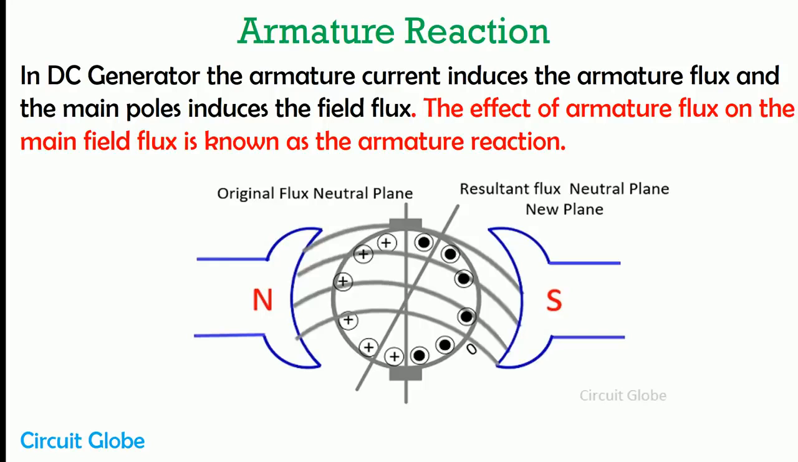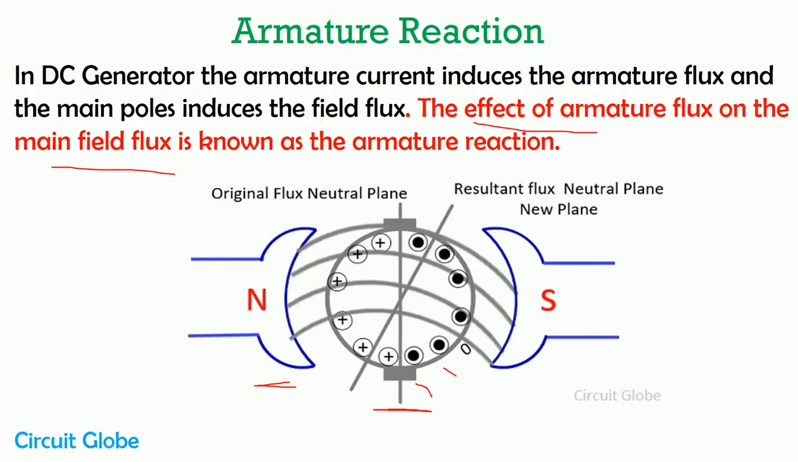First of all, understand what armature reaction is. The DC generator has three main parts. The first one is the magnetic field system, the second one is the armature conductor, and the third one is the brushes and commutator. Now, the magnetic field system induces the magnetic flux in the DC generator, and when current flows through the armature conductor, the armature conductor induces the armature flux. When these two fluxes interact with each other, the effect of armature flux on the main field flux is known as the armature reaction.